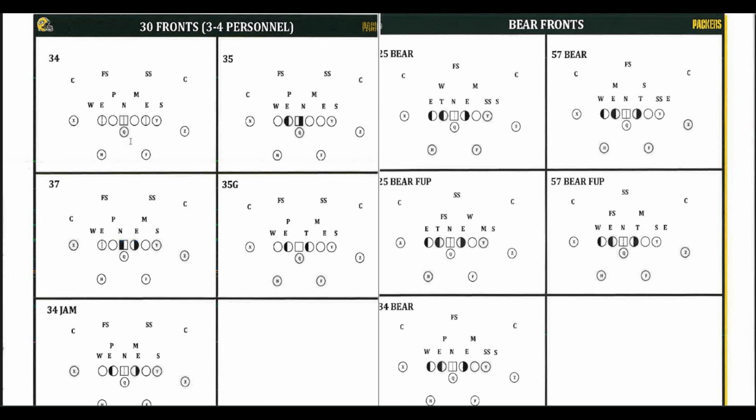All right, so you pause here. You got your 30 fronts: 34, 35, 37, 35G, 34 jam. So that way, if you see this in game, it's going to be a quick identifier. And that way it's easier for the coaching staff as well to draw up their plays against certain fronts.